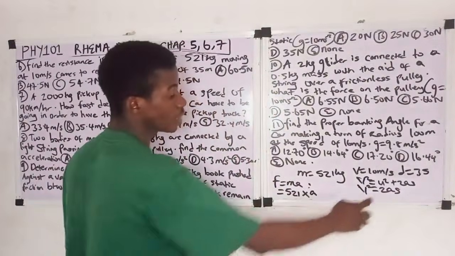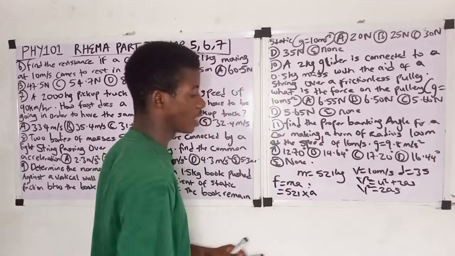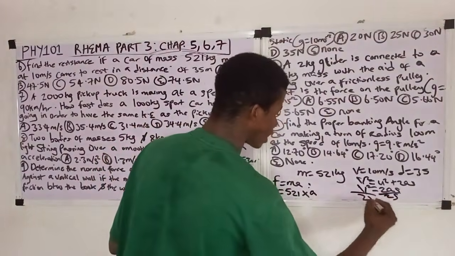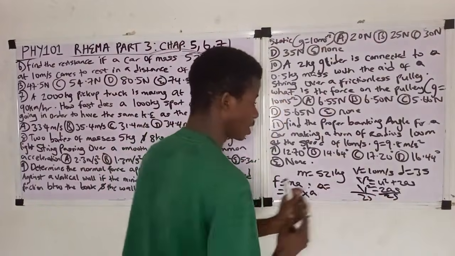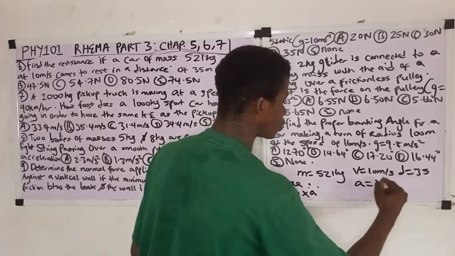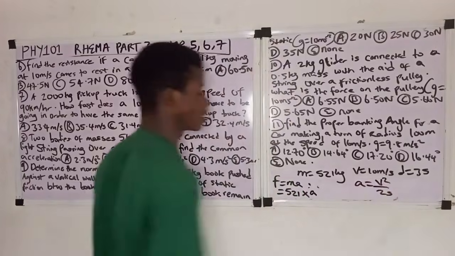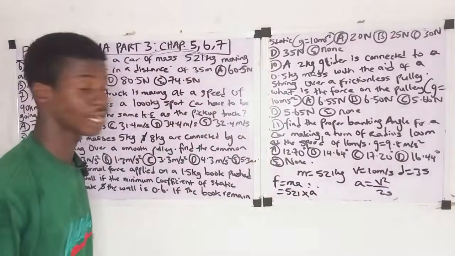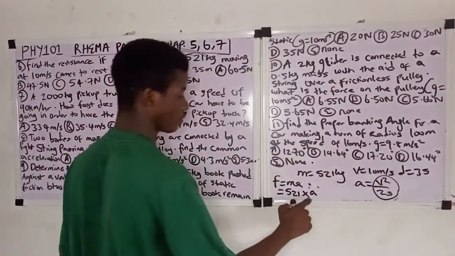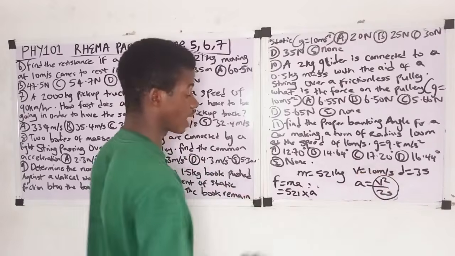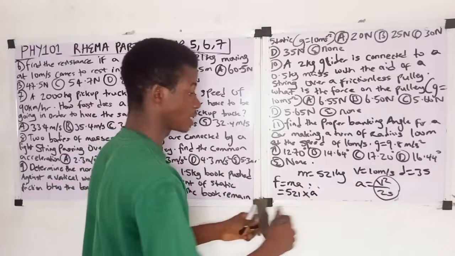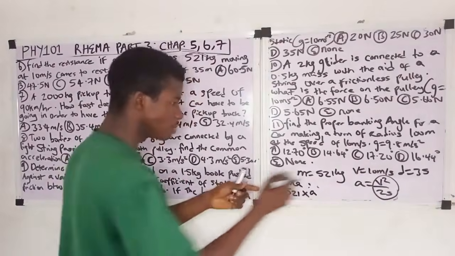Okay, so we want to make a the subject of the formula here, right? How are we going to do that? By dividing both sides by 2s. So a will now be equal to v squared divided by 2s, right? So we can put this in place of a. In the place of a, we put v squared over 2s, right?